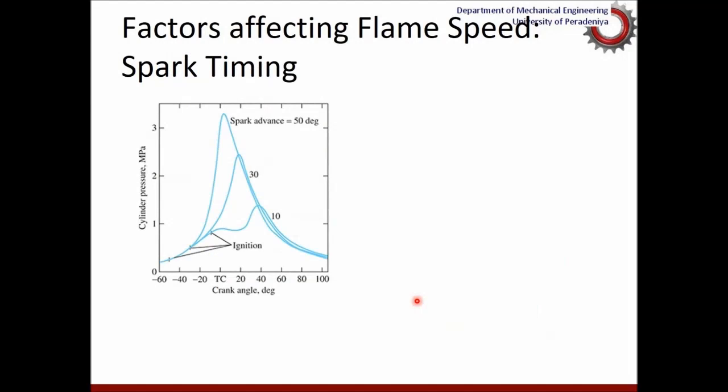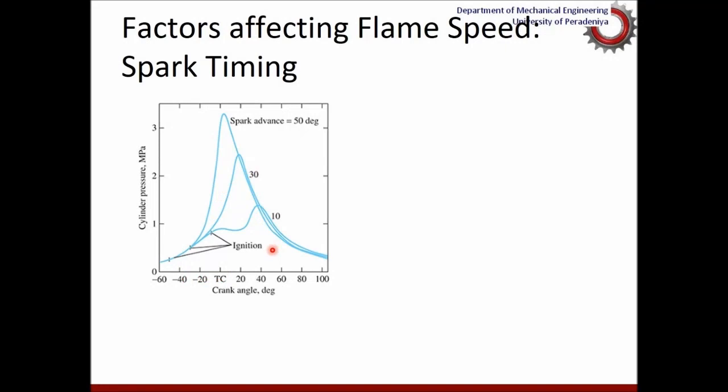And another very important parameter, a controllable parameter I would say, just like air fuel ratio of course, is the spark time. So the spark timing, as you can see in this diagram, this is the pressure versus angle diagram, or P theta diagram, of the same engine with three different ignition timings. So here the ignition takes place 50 degrees before top dead center. So this is the top dead center. This is 30 degrees before top dead center, and this is 10 degrees before top dead center.